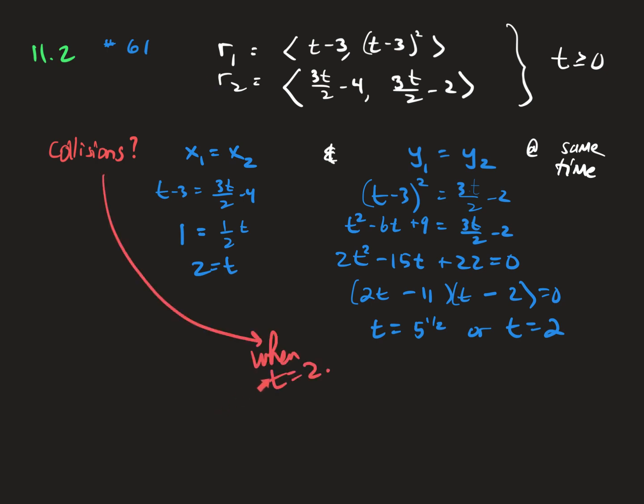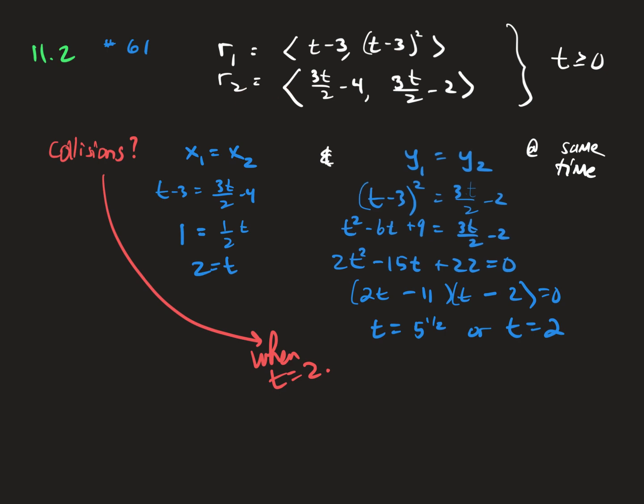All right, and then there's a part B in this question. Find the direction of motion of each particle at the time of collision. What's the direction of each particle at the time of collision? So what is the direction of particle 1 when t is equal to 2, and the direction of particle 2 when t is equal to 2? Okay, let's take care of this.